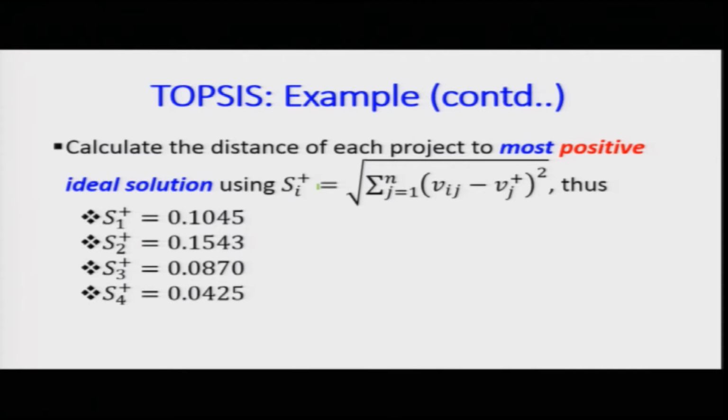So, it will be the difference between each and every cell value with the maximum to find out the most positive ideal solution, square it, sum it up and find out the square root, such that you are giving one criteria for the S1 plus, which comes out to be 0.1045. If you do the calculations, you can find out. So, Vj plus would basically be for each and every row the maximum values. If you find it out, the values are coming out to be 0.1045, and highlight them.